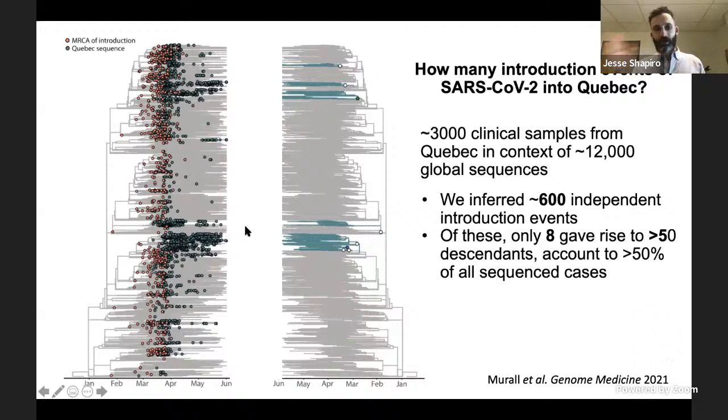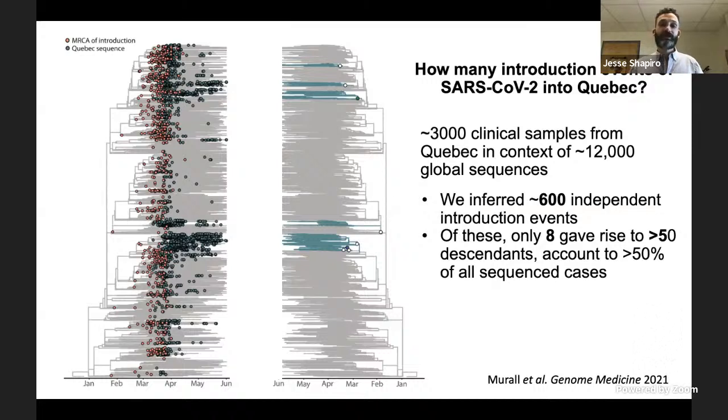So this is the same tree on the mirror image, and this is just highlighting 8 introduction events that are the most successful. So you can see it with the raw data with these dots. You can see that there's some parts of the tree that really have sequences that persist forward into time. So these are very successful introduction events that are highlighted here. These are just 8 individual introduction events that give rise to over 50 descendants, and these account for over 50% of all the sequenced cases, okay?